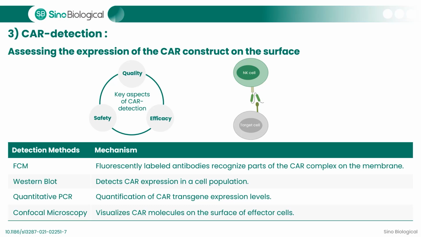There are several methods we can use to monitor the CAR expression, including flow cytometry, which is very convenient and widely used in CAR development. And we can also use Western blot, qPCR, and confocal microscopy, which are also commonly used techniques or applications we need to further validate.